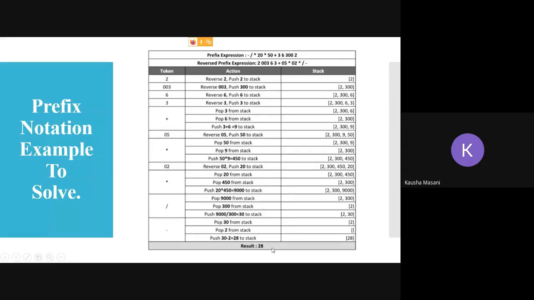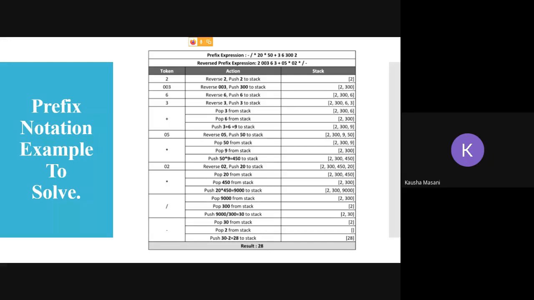Again, for those who could not cope up, this is for you. What they have done here, in this method, is this: your star 20 star 50 plus 3 6 302. Okay, here this is the method which I came across in one of the reference books. So they get you through.